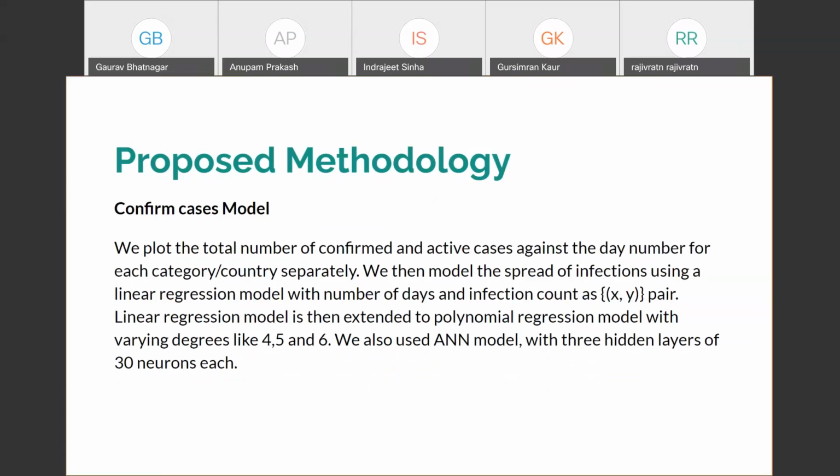The first approach, we tried to model the confirmed cases. And we began modeling the confirmed cases with linear regression by using XY pair, where X was the number of days since the first case, and Y was the total number of confirmed cases. We moved from linear regression to polynomial regression with varying degrees like 4, 5, 6 that suited the curve the best. And then we also moved to ANN where 3 hidden layers of 30 neurons each were used.